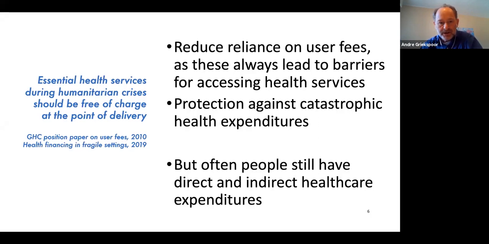Now, this is all nice and well, but even though we all agree and all try to implement these policies, we do recognize and acknowledge that people, despite these policies, still have significant health expenditures, either directly for the services and medicines, or indirect expenditures for transport or cost for the caretaker.